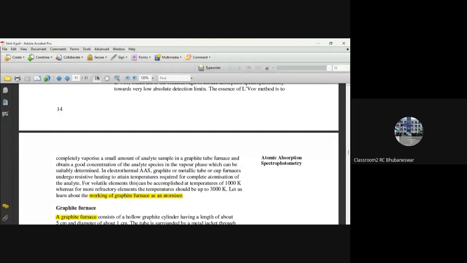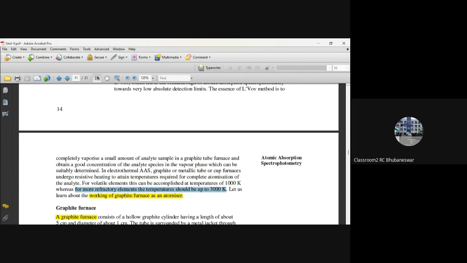In electrothermal atomizers, the graphite or metallic tube or cup furnaces undergo resistive heating to attain the temperatures required for complete atomization of the analyte. For volatile elements, this can be accomplished at temperatures of 1000 K. If it is a volatile element, you don't need much temperature, so 1000 K is enough for atomization, whereas for more refractory elements, the temperature should be up to 3000 K.